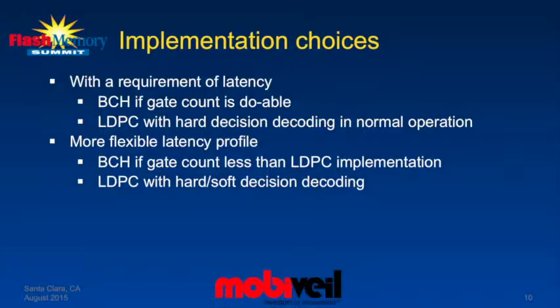If you are more flexible, then of course it's just simply a trade-off, right? BCH or LDPC based upon power and gates. And then if LDPC wins that, then you can use both hard and soft decision decoding because of course the latency doesn't change a lot.